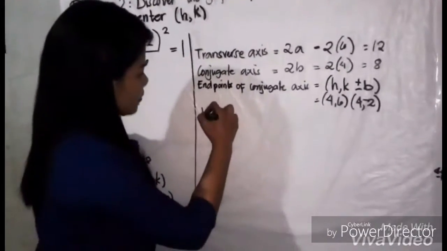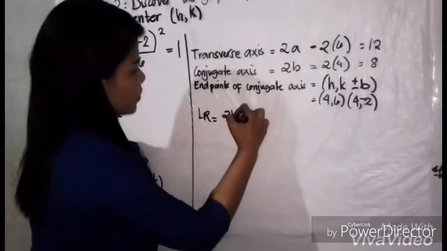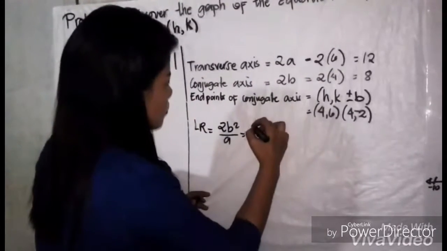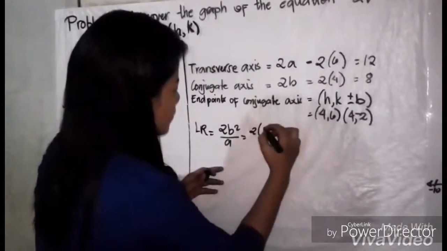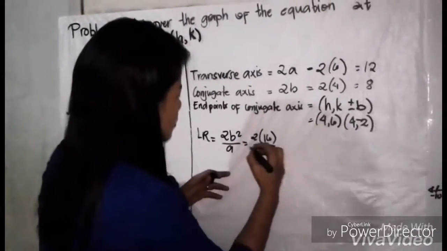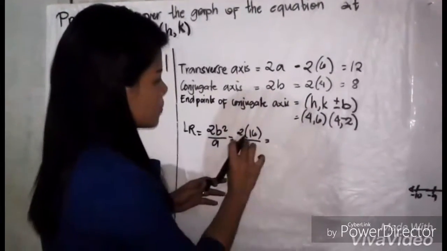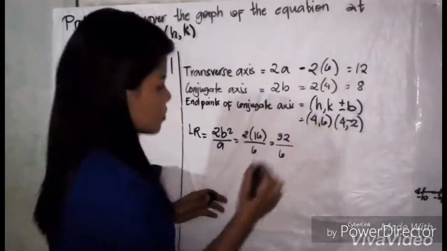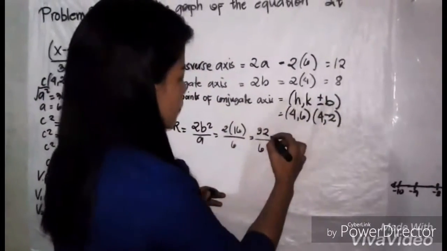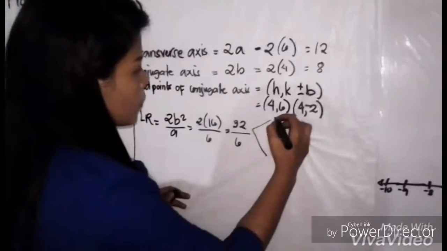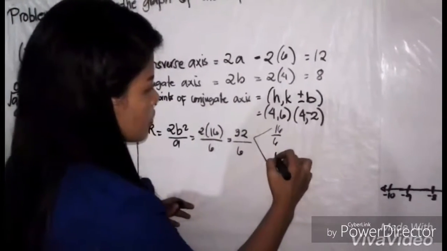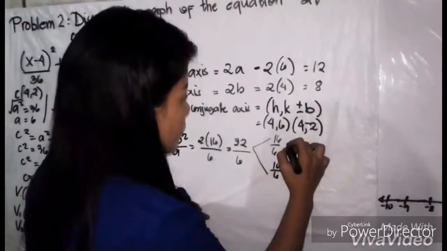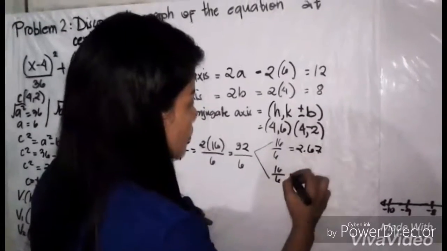To get our LR, we have 2b squared over a. Substituting, we have 2 times 16 over 6, so 2 times 16 is 32 over 6. Taking half of 32, we get 16 over 6, which is approximately 2.67.